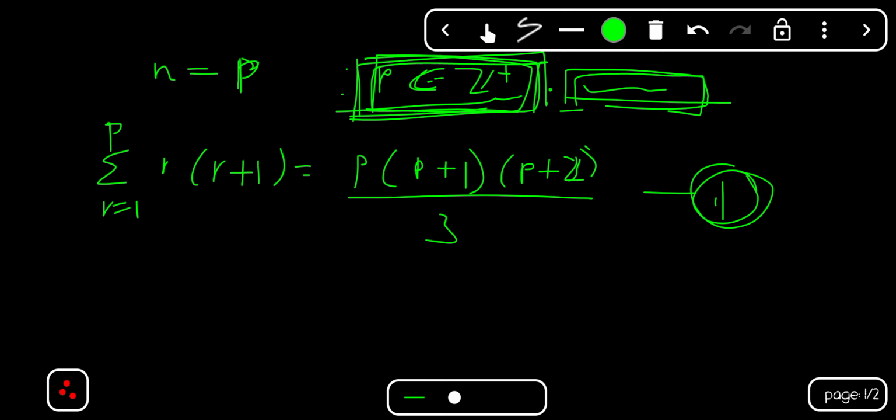Okay, then I'm going to go forward. What we have to do is n equals p plus 1. We have to show that this is true.